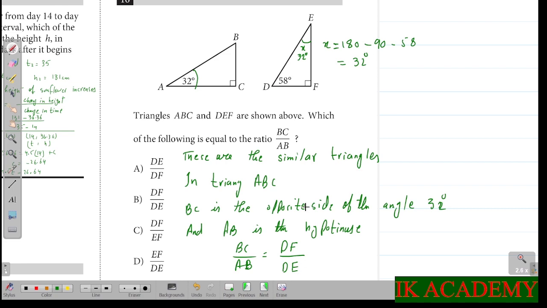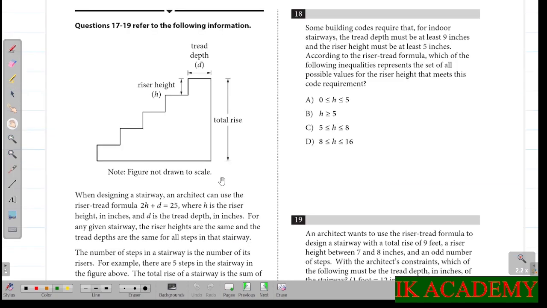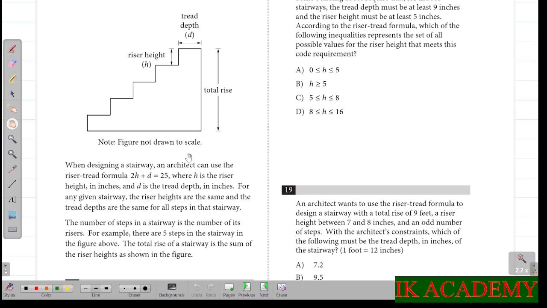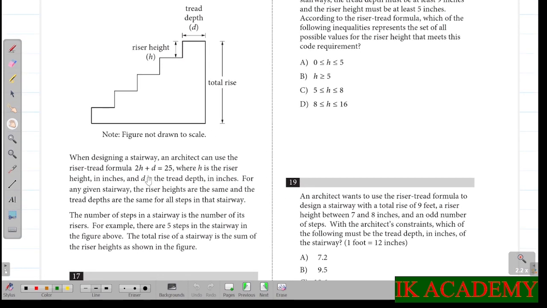Let's move to the next question. The next question says that questions 17 to 19 refer to the following information. In the following information, we have stairs, which shows us the depth and the height of the stairs and the total rise of the stairs. So let me read it down.